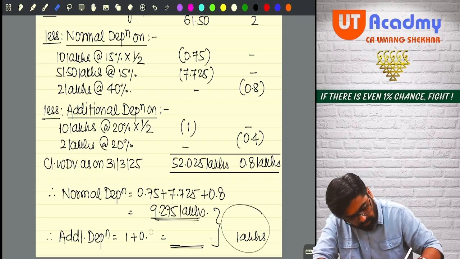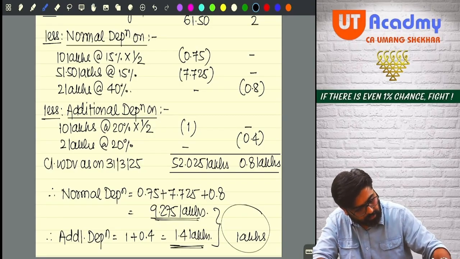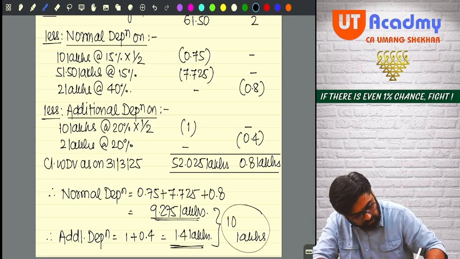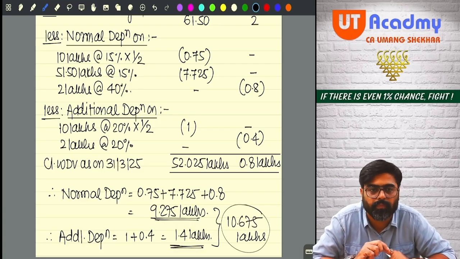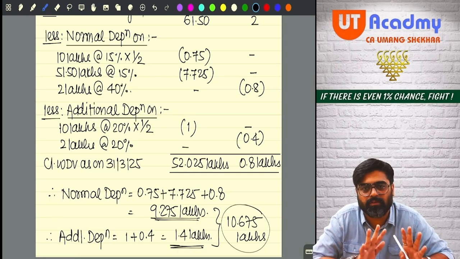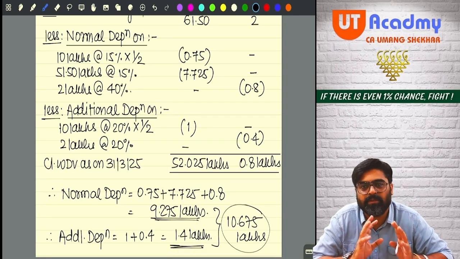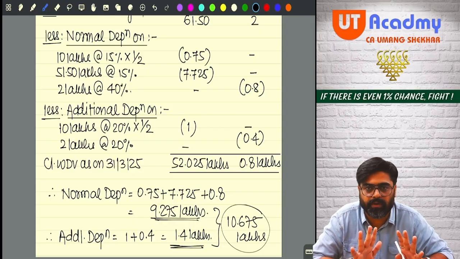And this 0.2, no, this will be 0.4. So it will be 1.4 lakhs. Plus 1.4 lakhs will give me 10.675 lakhs. Now it is okay. Correct, no? Very good. See, even I can commit mistakes like this. So the more practice you will do, the more chances that these type of silly mistakes will be less. Okay. So I hope that the depreciation concept, you are comfortable with it now.